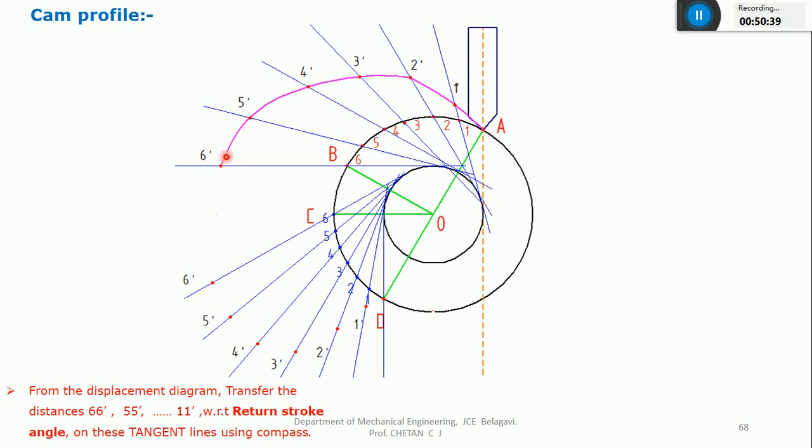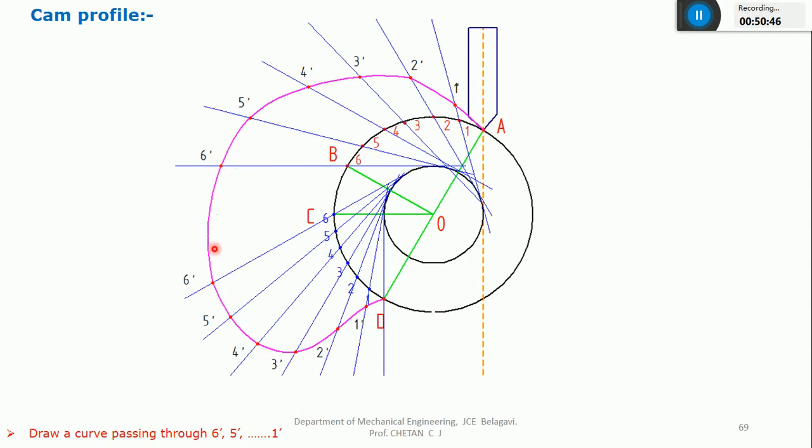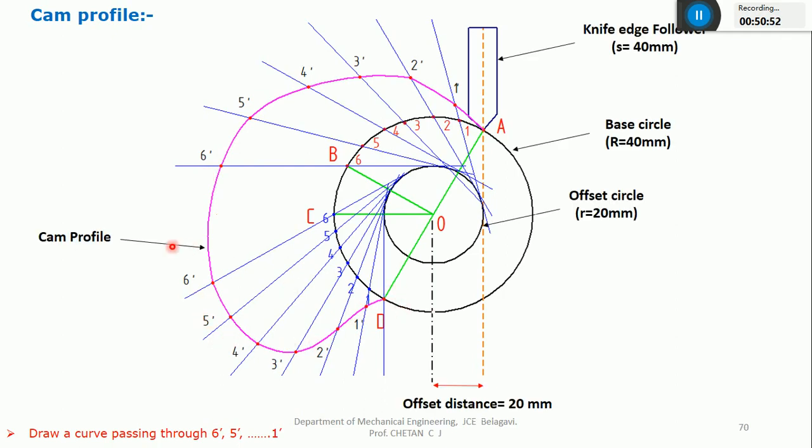Again, just continue this curve so that it passes through these 6 points. You can see the pink color line. This is a freehand curve which is passing through all 12 points, which is nothing but the cam profile. This pink color line is the cam profile, the outer surface of the cam.